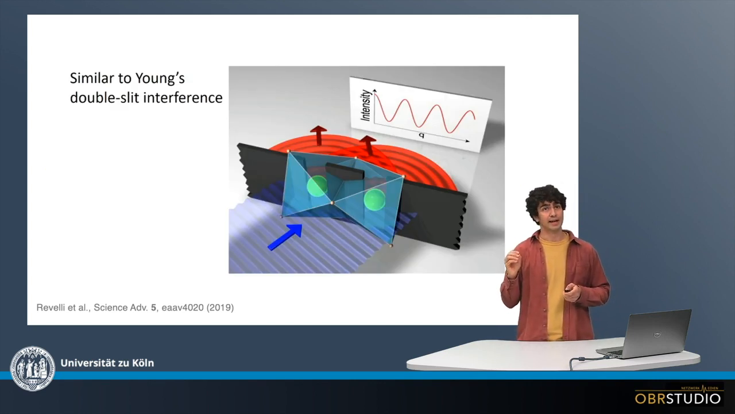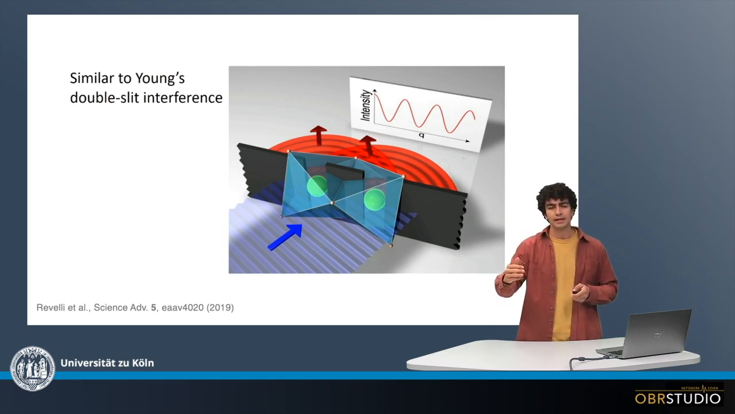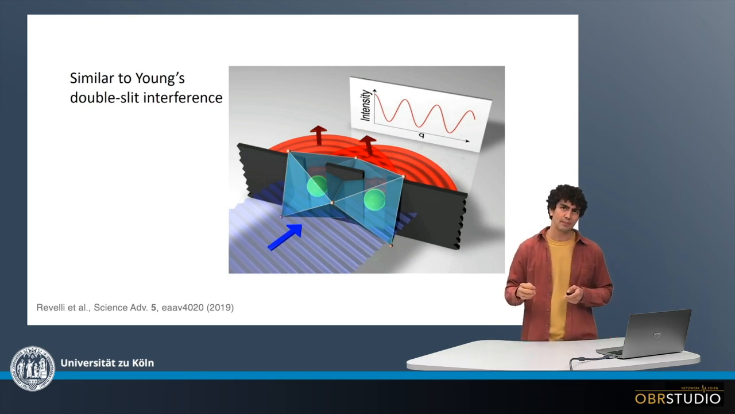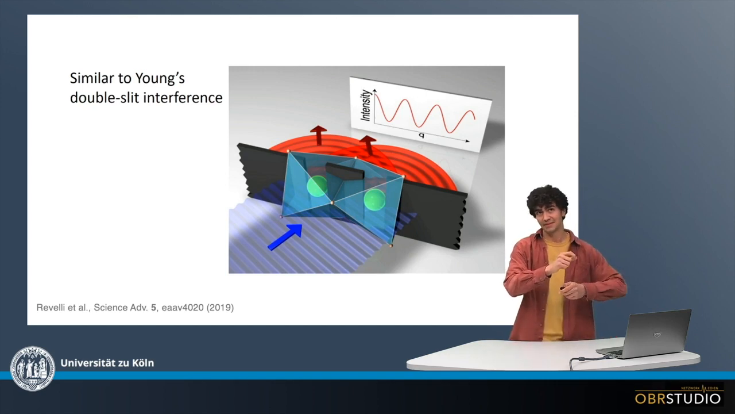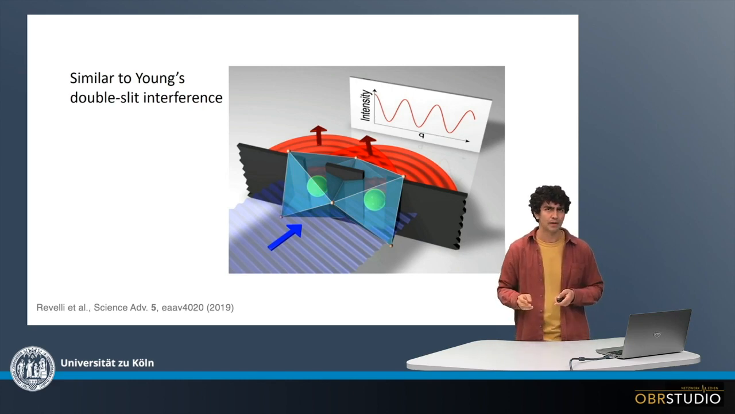what was observed in the Young's double slit experiment, where when you shine a photon on two slits, well, the photon will go through the left slit and the right slit at the same time, giving rise to an interference which results in maxima and minima of intensity at a certain angle.